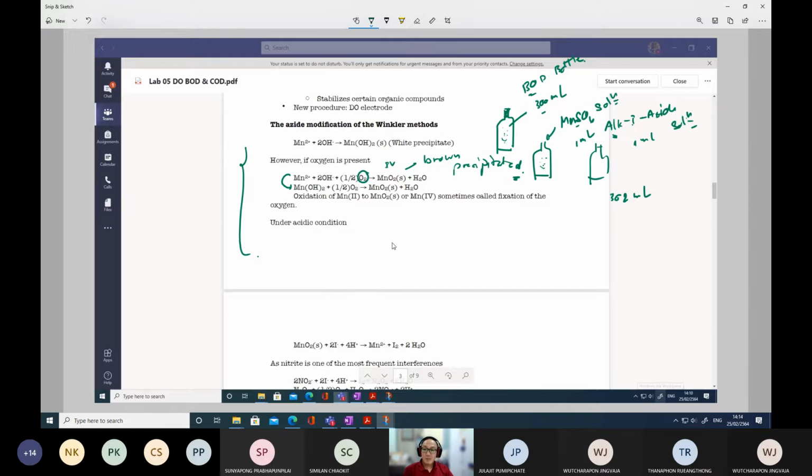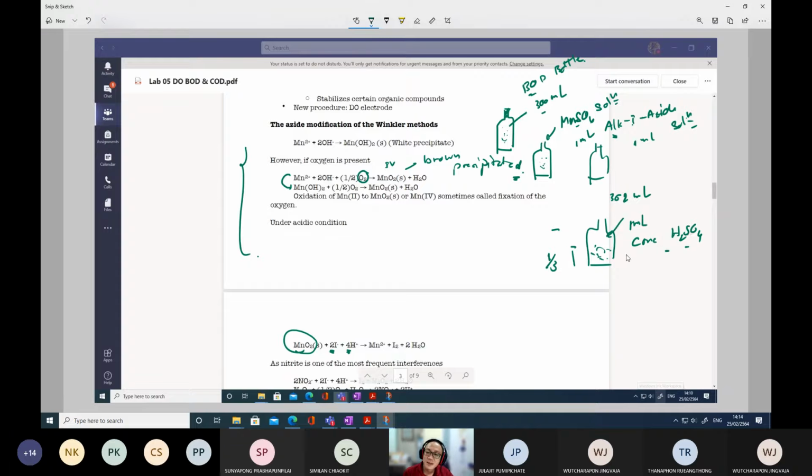And after that, what will happen? So brown precipitate occurs. This brown precipitate of manganese 4 oxide will further react with iodide under the presence of the acid. Once the brown precipitate is formed, we will allow it to settle to around 1/3 of the entire volume. And after that, we add 1 ml of the concentrated sulfuric acid.